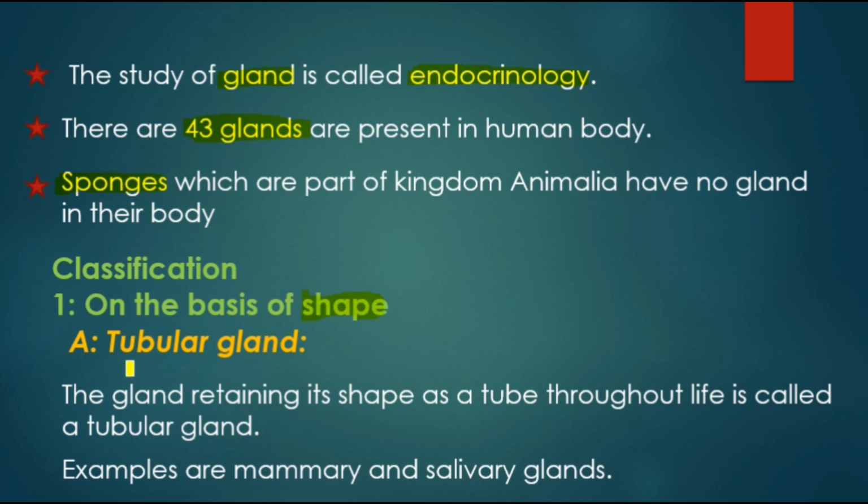The first one is tubular glands. A gland retaining its shape as a tube throughout life is called a tubular gland. As the name indicates, tubular glands are tube-like in shape, so that's why they are called tubular glands. Examples of tubular glands are mammary glands and salivary glands. These glands are tube-like, so they are called tubular glands.